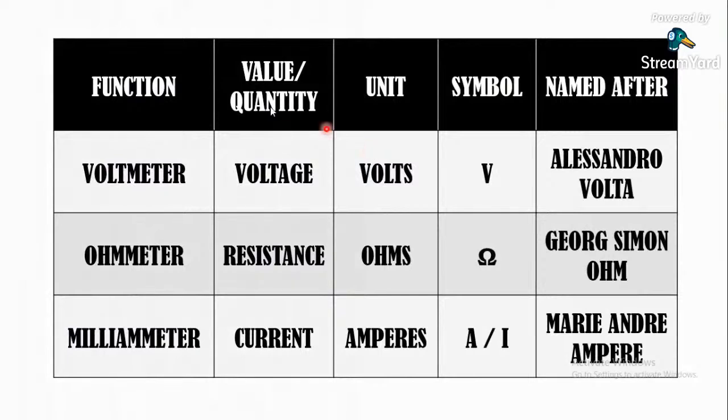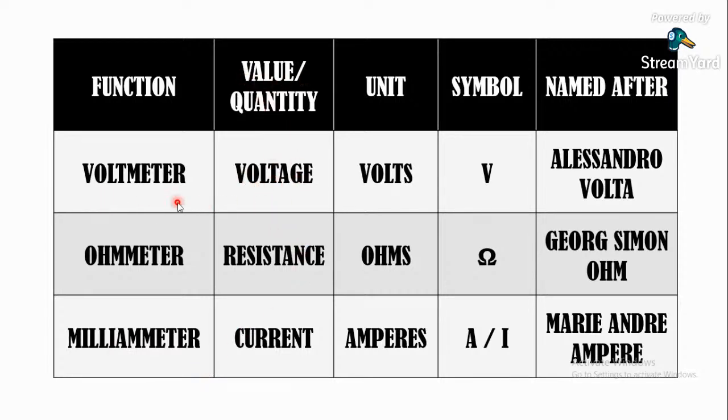Now, tandaan natin tong table na to. So you have here the different function ng ating multi-tester. So nilagay ko lang dyan, kasi nga, ang sinusukat natin is voltage, resistance, at current. So ano yung mga device na pinasusukat natin dyan? Of course, voltmeter, ohmmeter, and milliammeter. So ito yung minimeasure nila na quantity or value.